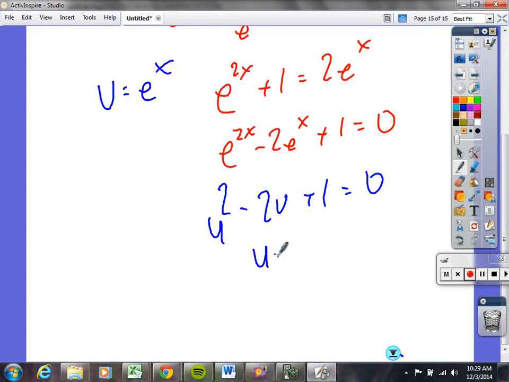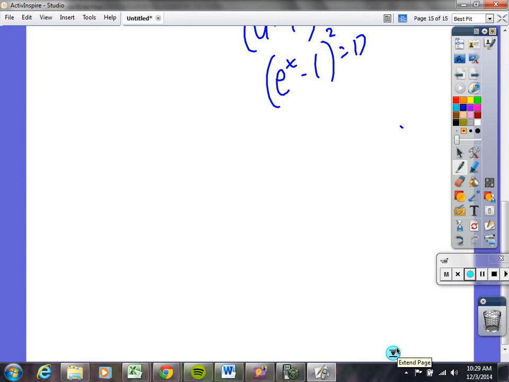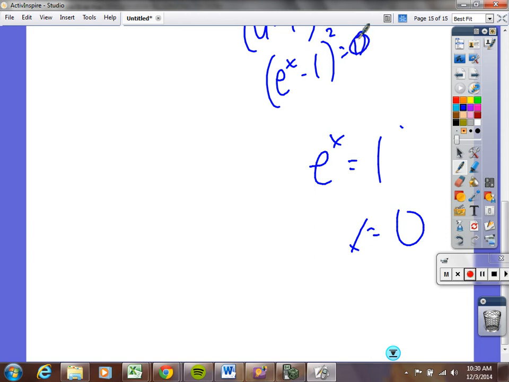But then you factor, and this is just u minus 1 squared, right? But what's u? e to the x minus 1 squared equals 0. I'm almost there. e to the x equals 1. What's your answer? Because I took the square root of 0. That's all you do. Pretty fun. That's it, guys.